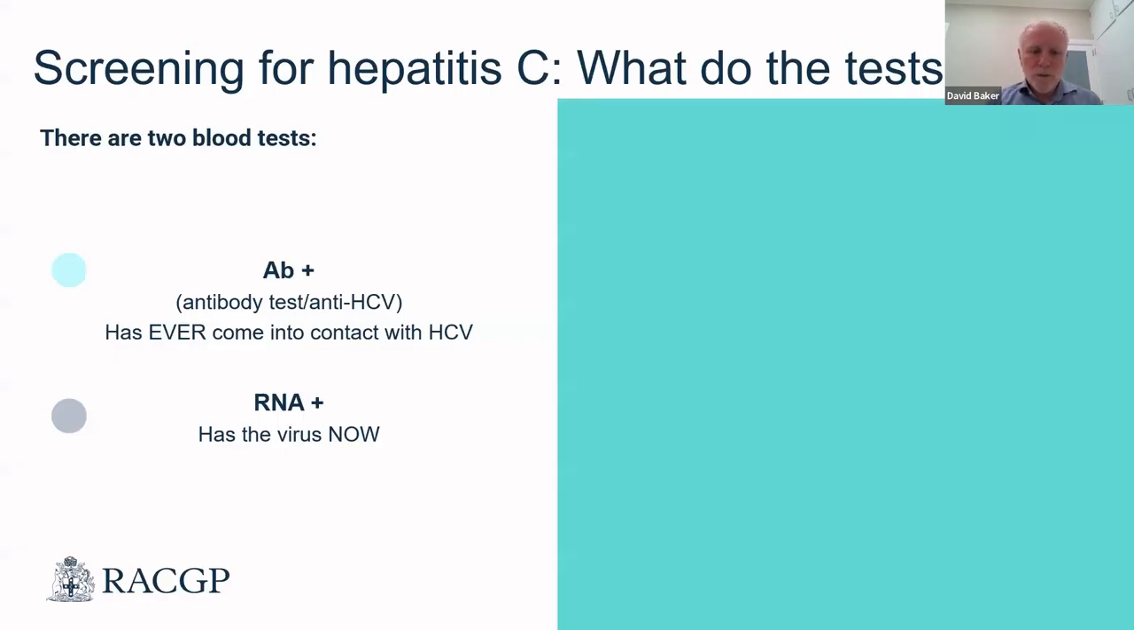So a positive antibody test means that you have been infected with hepatitis C at some point, but it doesn't tell us if you've got a current infection or not. For that purpose, we need the RNA test. It used to be called the PCR test, and that's a direct test of the presence of hepatitis C. So to say that she has a current infection, we need to have both of these positive RNA. Next slide, thanks.